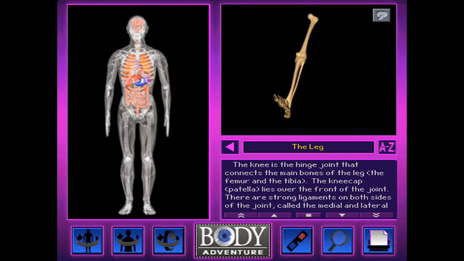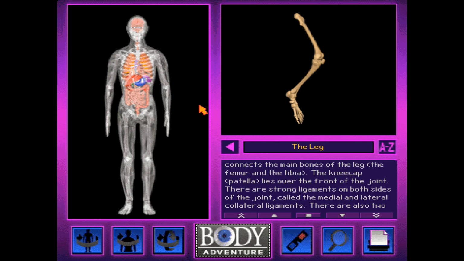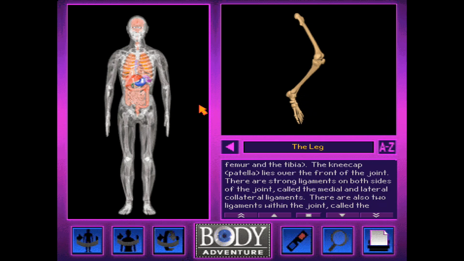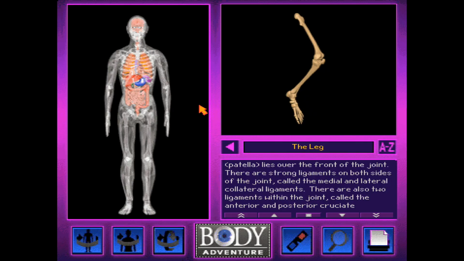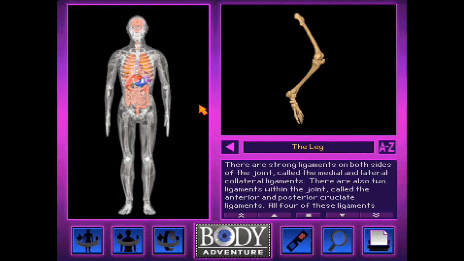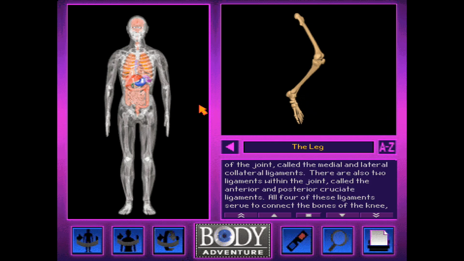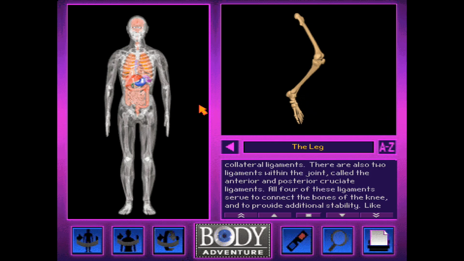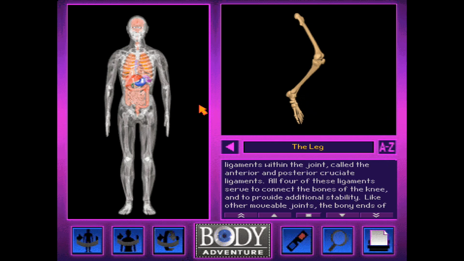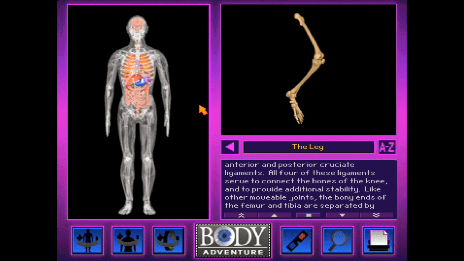The leg. The knee is the hinge joint that connects the main bones of the leg, the femur and the tibia. The kneecap, patella, lies over the front of the joint. There are strong ligaments on both sides of the joint called the medial and lateral collateral ligaments. There are also two ligaments within the joint called the anterior and posterior cruciate ligaments. All four of these ligaments serve to connect the bones of the knee and to provide additional stability.